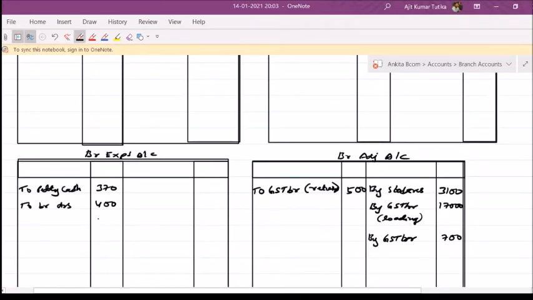I write here 600. Here what I can do is I can underline like this. Take this 400 here, 400 and 600. This is allowances, and this is bad debts.